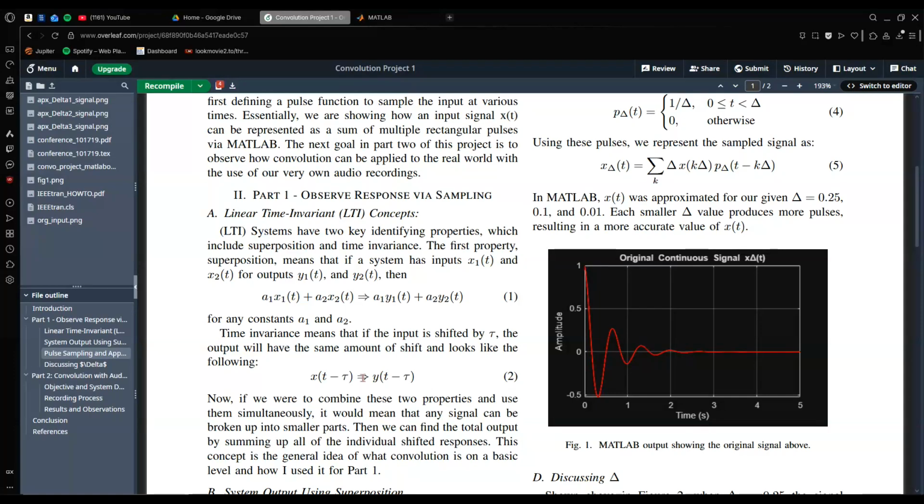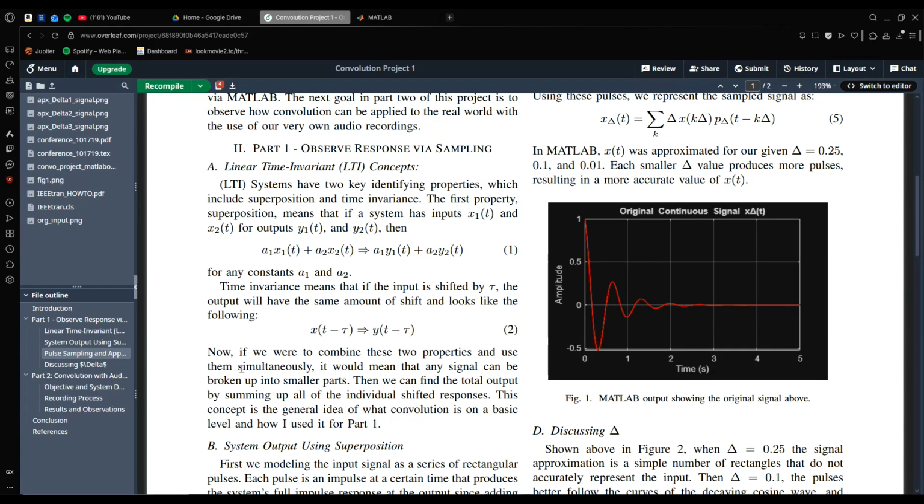Now moving on to time invariance. Time invariance means if we have an input signal and we shift it in time, the output signal would also be shifted by that same amount. And using these properties, we can represent any signal as smaller shifted signals, and then summing up their responses would give us the system's total output or original signal.